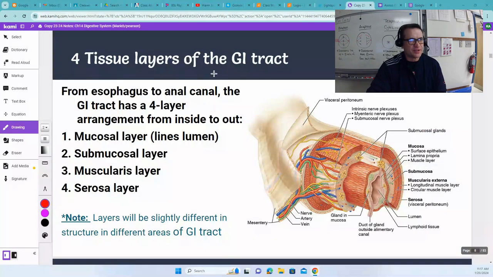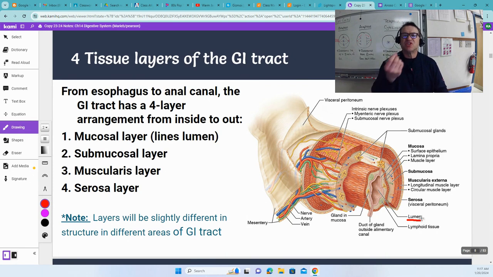All right, so now the four tissue layers that make up the gastrointestinal tract or GI tract. Remember, that's also called the alimentary canal. All right, so we're going to start on the very inside. There's this space here called the lumen. That's where the food is going to travel through.